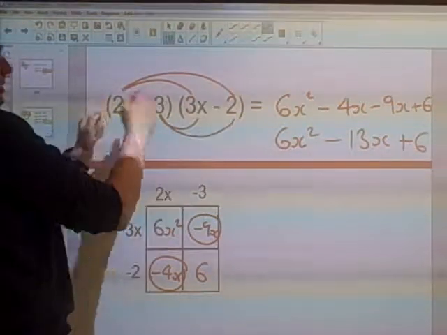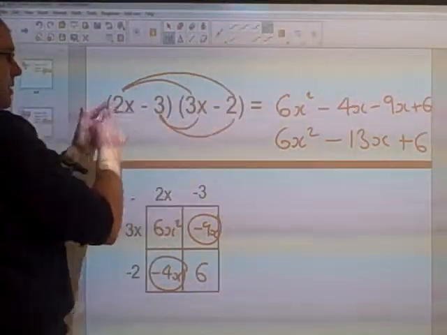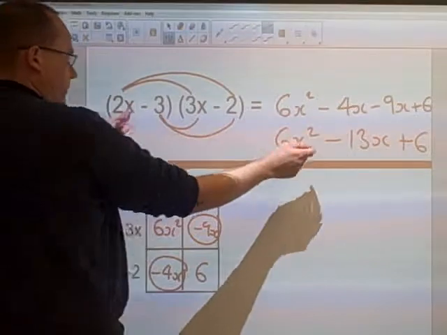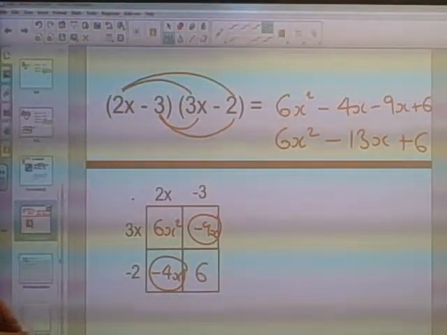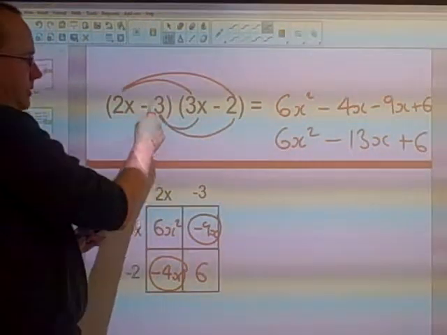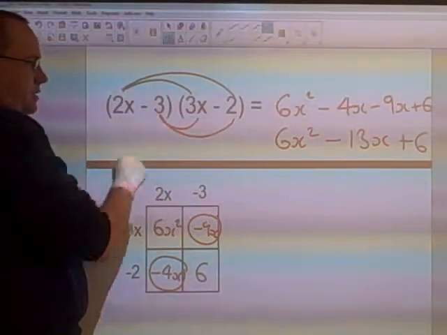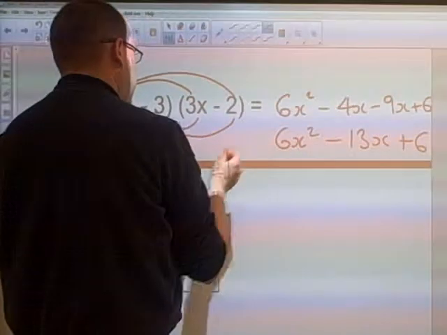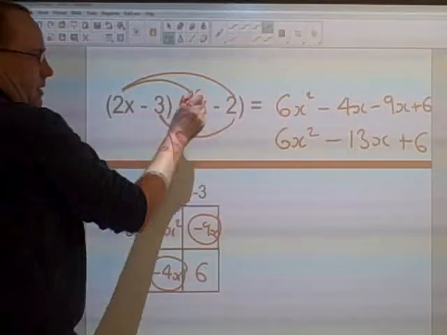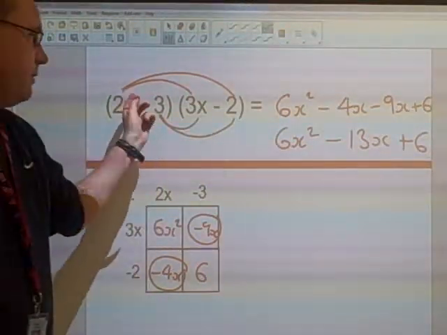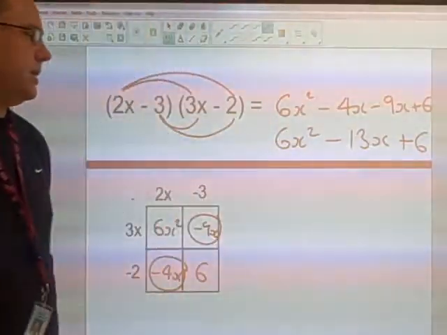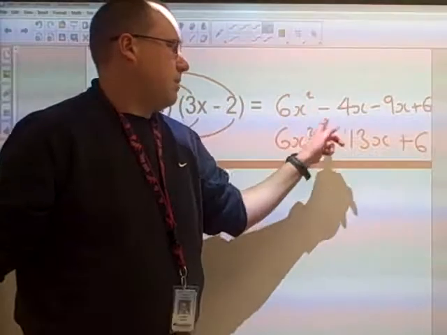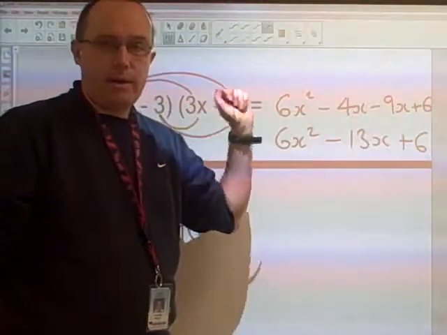And I did the outside 2 terms, so 2x times negative 2, 2 times negative 2, negative 4, and then we need the x. Inner, we need to look at these 2 terms here on the inside, so negative 3 times x is negative 9x. And our last one, negative 3 times negative 2, 2 negatives make a positive, and 3 times 2 is 6, so plus 6.